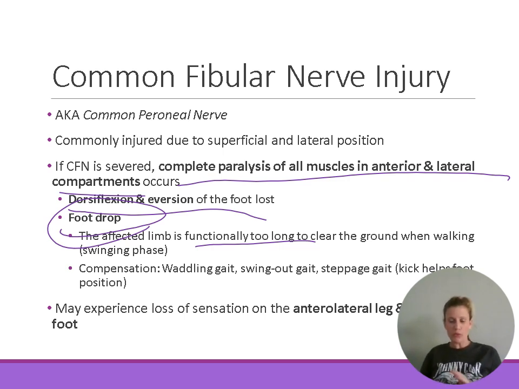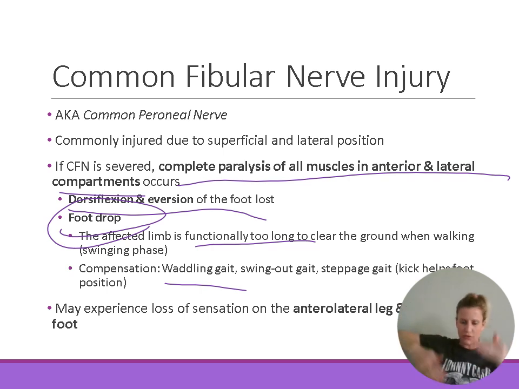And if you just take normal steps, letting your foot hang, the toes are going to drag on the ground and then not be in the right position to step. So this results in patients compensating with kind of odd steps, like different types of walking to compensate for that foot drop. For example, a waddling gait. A waddling gait is when the patient leans towards the unaffected side to raise the hip of the long leg, right? That means the long leg is kind of like the right length now and doesn't drag.